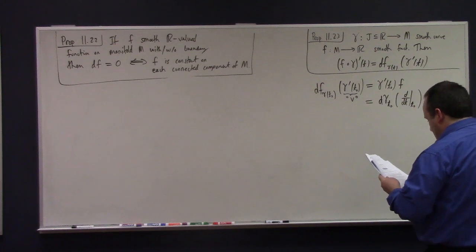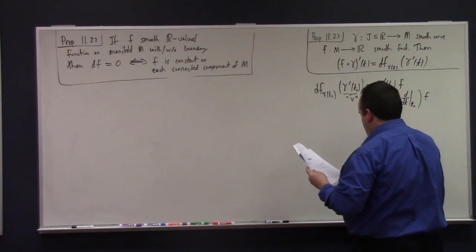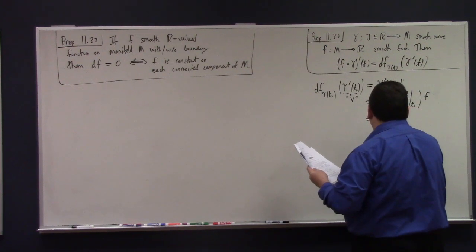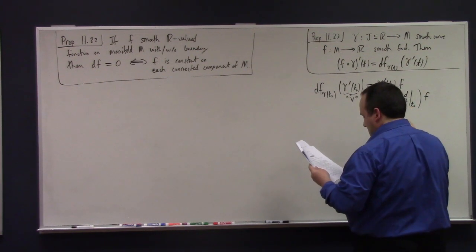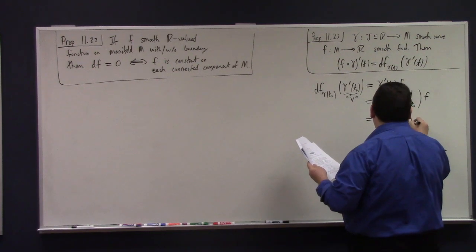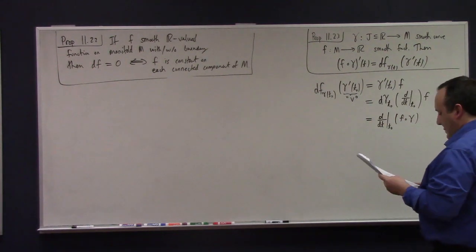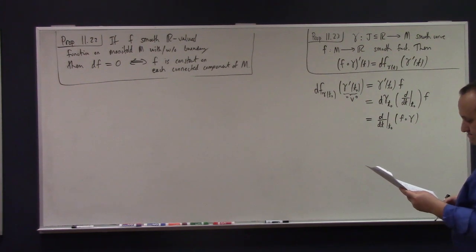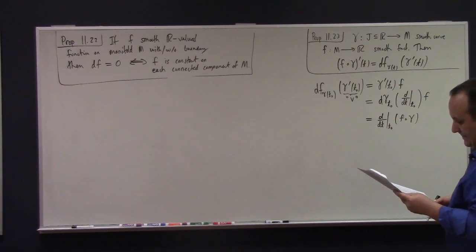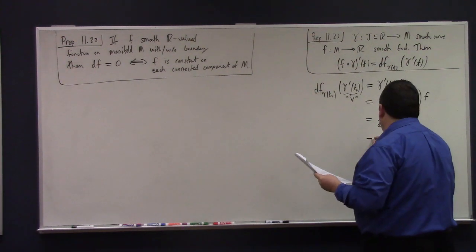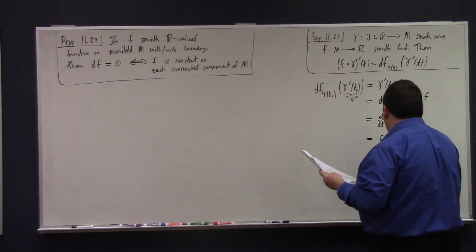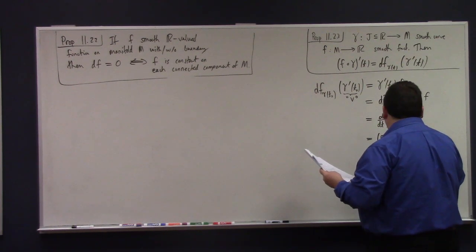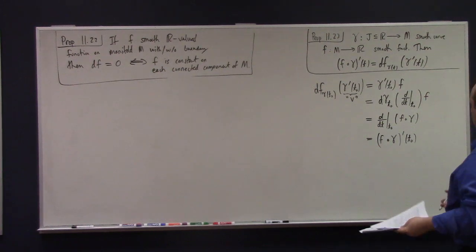And then that is nothing more than d dt at t naught acting on f composed with gamma. He says that's the definition of d gamma. Okay. And then that is precisely the derivative of f composed with gamma, at t naught. And there it is.